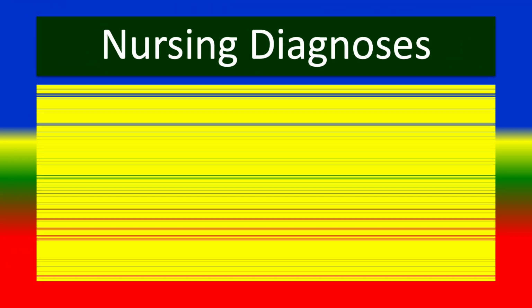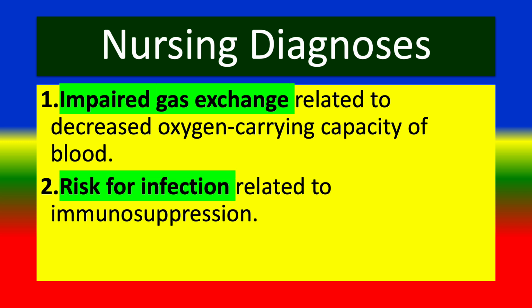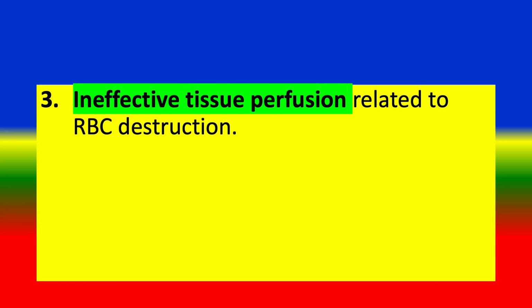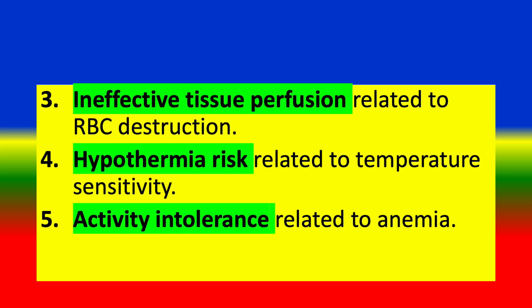Nursing diagnosis. 1. Impaired gas exchange related to decreased oxygen carrying capacity of blood. 2. Risk for infection related to immunosuppression. 3. Ineffective tissue perfusion related to RBC destruction. 4. Hypothermia risk related to temperature sensitivity. 5. Activity intolerance related to anemia.